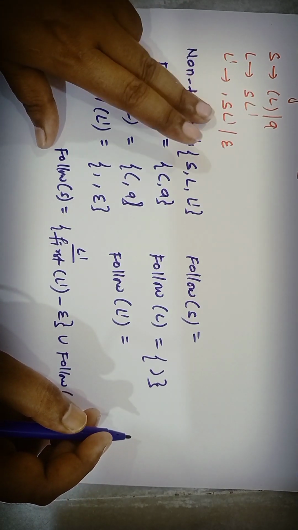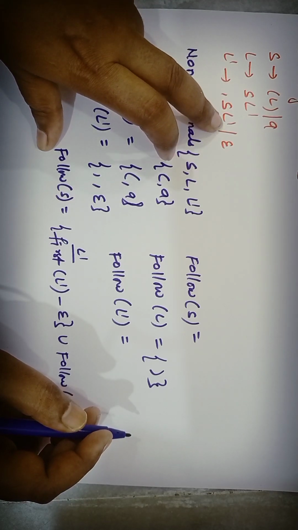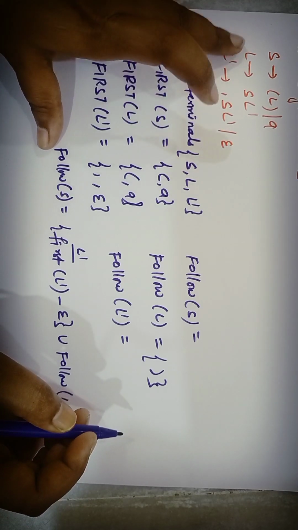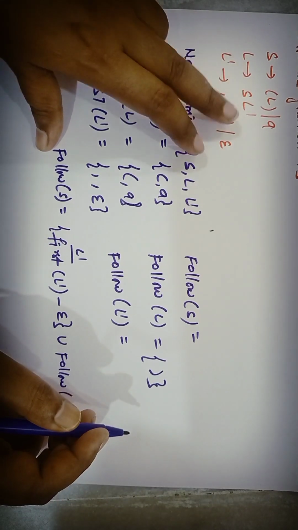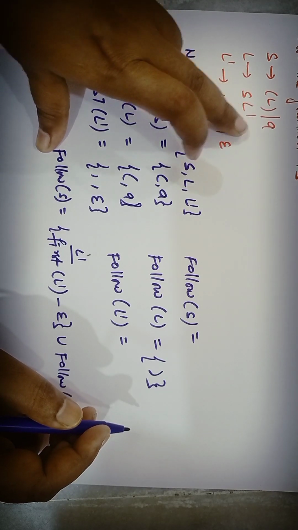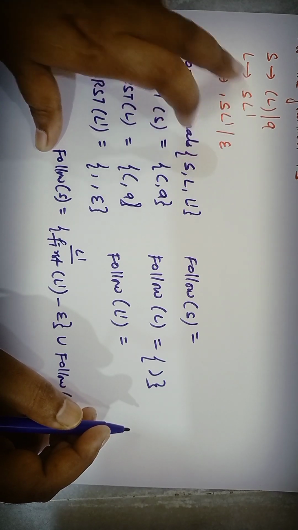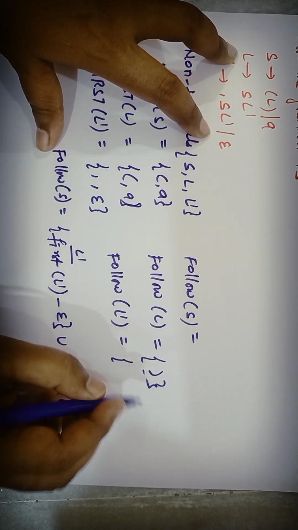Next, let's go for the follow of L dash. So follow of L dash, what we have here, we don't have any symbols. And next to consider, the follow of L dash equals what? Follow of L. Based on this, after L dash we don't have any other symbol, so then follow of L dash becomes the follow of L.